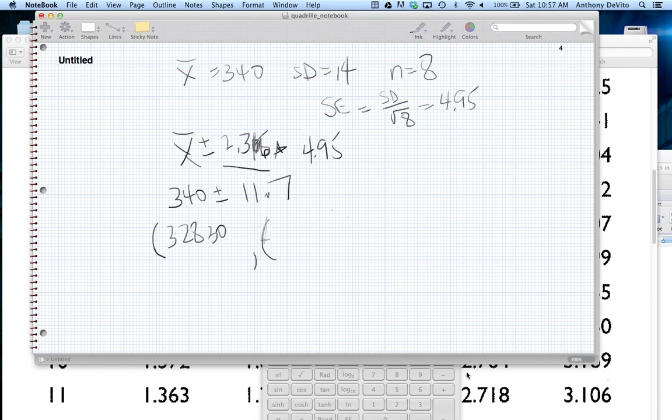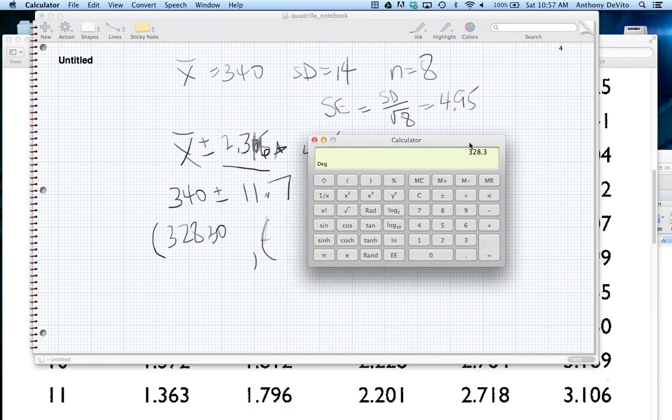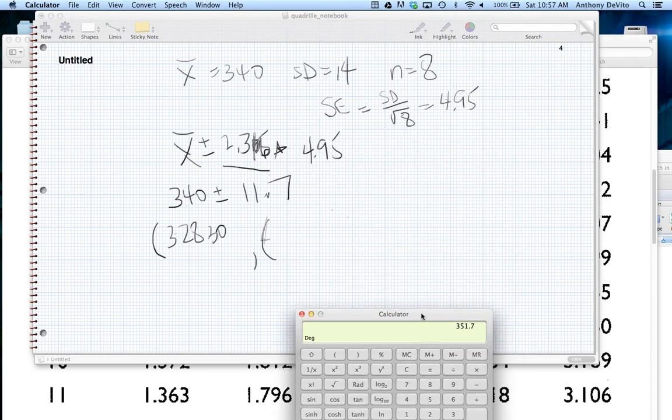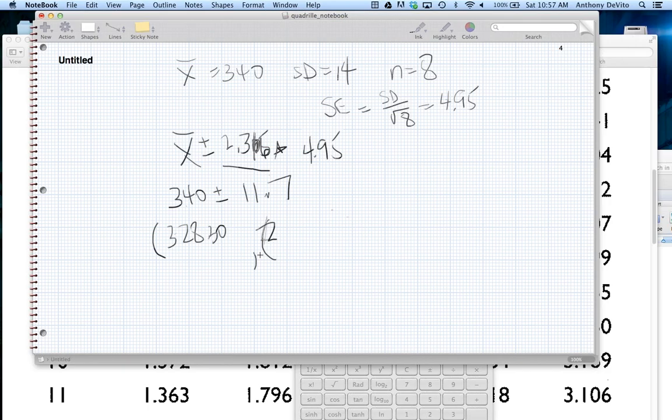And at the upper end, it's going to be 340 plus 11.7, which is 351.7. So we're 95% certain that the average wage for this population of workers is between $328 and $351.